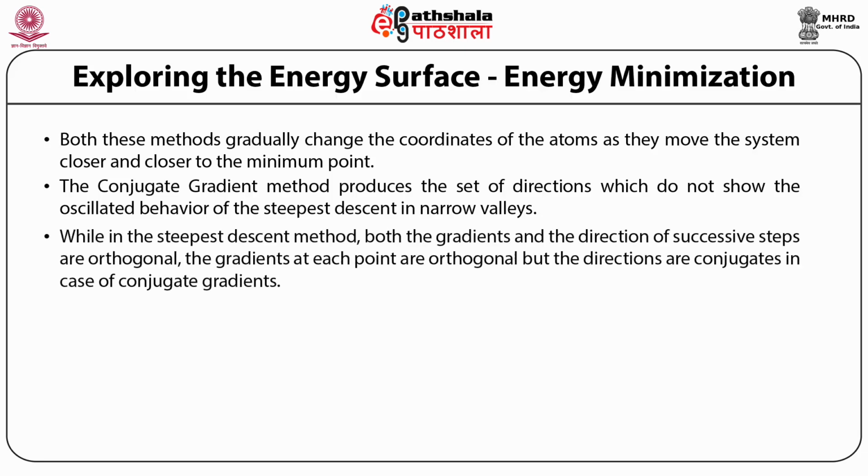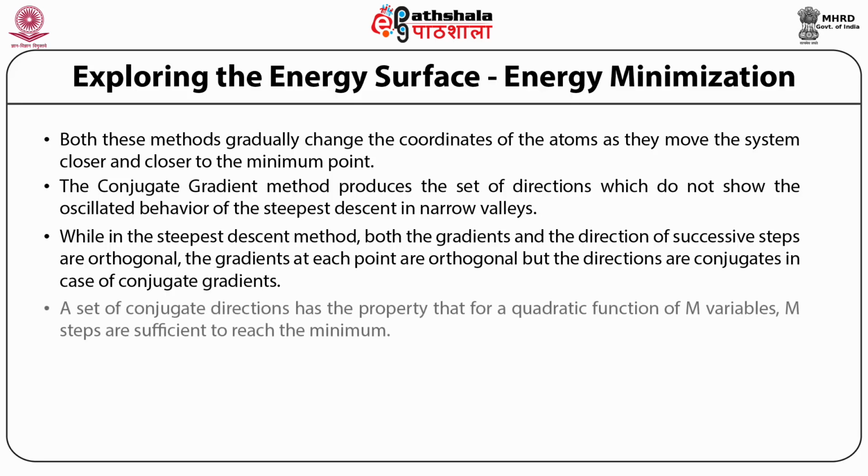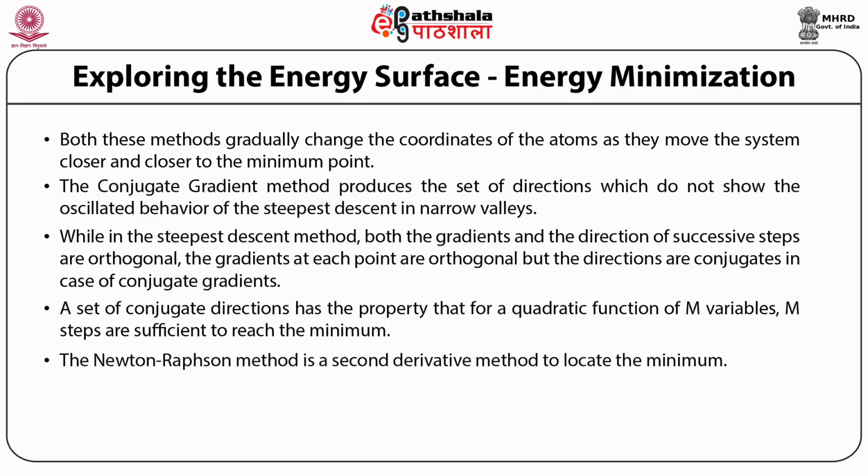While in the steepest descent method both the gradients and the directions of successive steps are orthogonal, in the conjugate gradient method the gradients at each point are orthogonal, but the directions are conjugate. A set of conjugate directions has a property that for a quadratic function of m variables, m steps are sufficient to reach the minimum. The Newton-Raphson method is a second derivative method to locate the minimum.